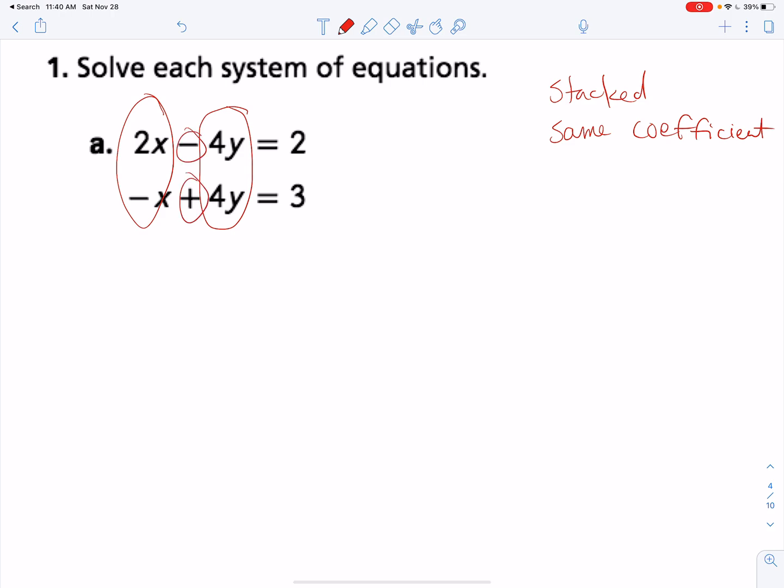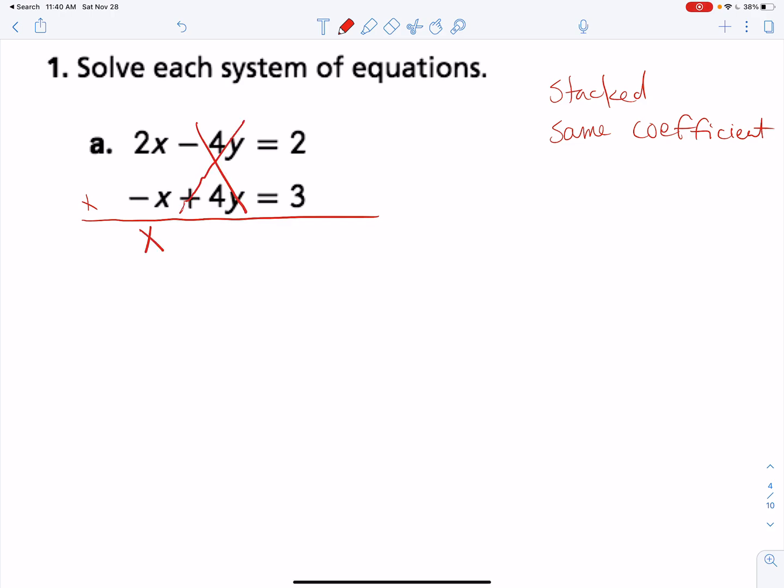This one's negative, this one's positive. My y's are ready to be eliminated, just like the above example. You can eliminate x's too, it's just my y's are ready to go. So again, I'm going to add equations. 2x and a negative 1x is 1x. My y's cancel, equals, holy moly, that came out nice. X is 5, I'll take it.